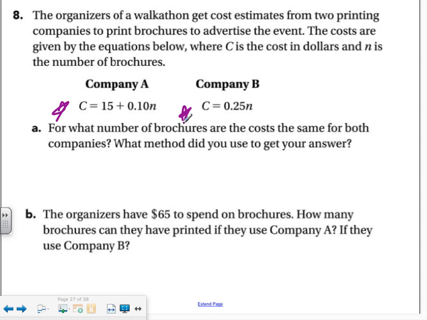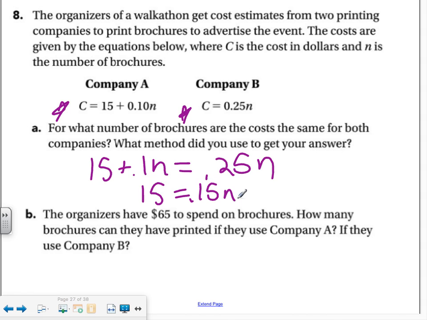All right, so if we do that, we want to set company A, 15 plus 0.1 multiplied by n, equal to the cost for company B. All right, so then n equals 100. So for 100 brochures, the cost will be the same. All right, and then you could check that by plugging this back into both equations.